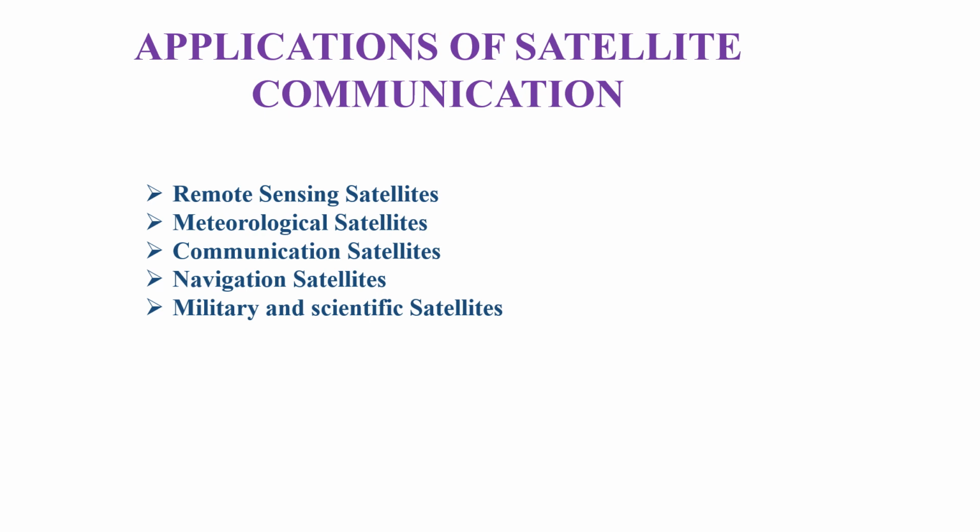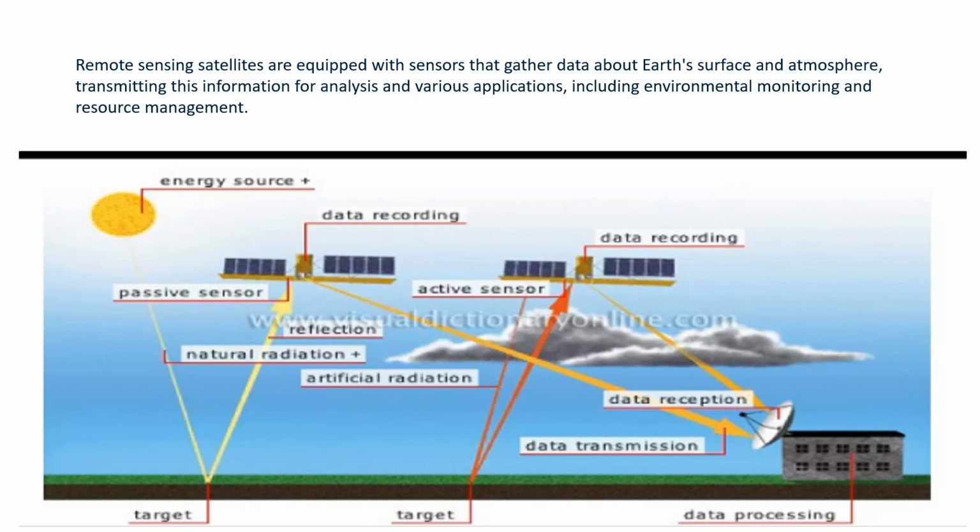And these are the applications of satellite communication, that is remote sensing satellites, meteorological satellites, communication satellites, navigation satellites, military and scientific satellites. Let us discuss one by one in detail. So, remote sensing satellites are equipped with sensors that gather data about Earth's surface and atmosphere, transmitting this information for analysis and various applications, including environmental monitoring and resource management. And this diagram represents the remote sensing satellites.